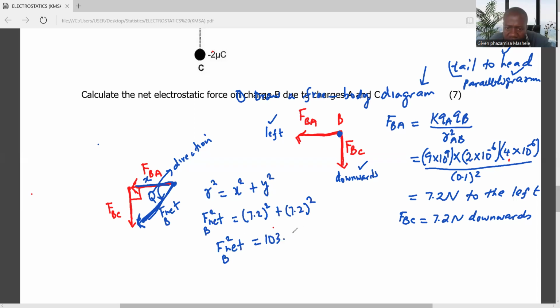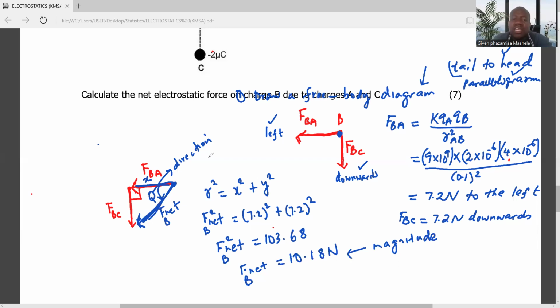This will give us 103.68. And to calculate the net force at B, we have to put the square root sign. So the square root of the answer gives us 10.18 Newton. By the way, this is the magnitude. And here the question wants the magnitude and the direction, because they said calculate the net electrostatic force on charge B due to other charges.